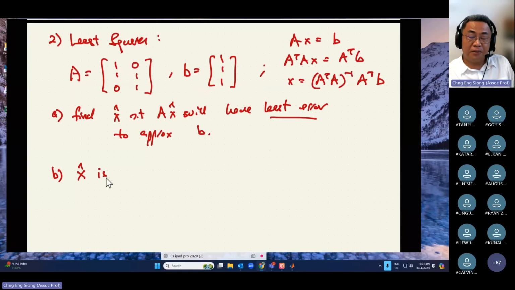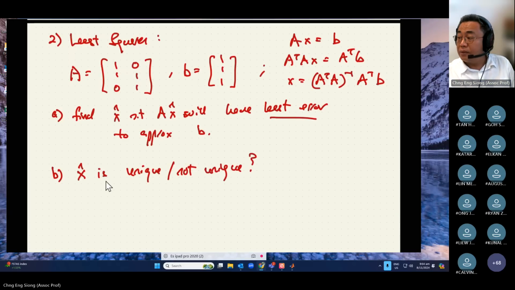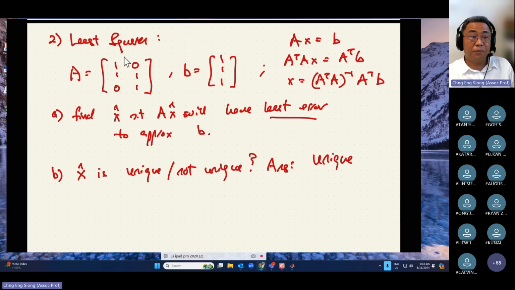So the next question is, I will ask you, x hat is unique or not unique? Answer, guys? Even without solving this, I already know. Unique or not unique? The answer is unique, because the columns of A are independent. So that's why we always give you very simple numbers. We're not going to ask you to try to find linear combinations. That'll be hard.